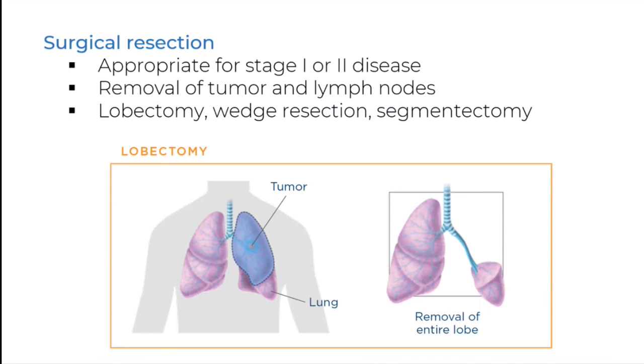Surgical resection is essentially removing the tumor. And this is often the standard treatment for early stage disease, stage 1 or stage 2 disease. Essentially involves removing the tumor and a part of the surrounding lung tissue, as well as the lymph nodes. There are different surgical approaches. One commonly used approach is called lobectomy, where the entire lobe of the lung that houses the tumor is removed, as you can see here in this picture, removal of an entire lobe.